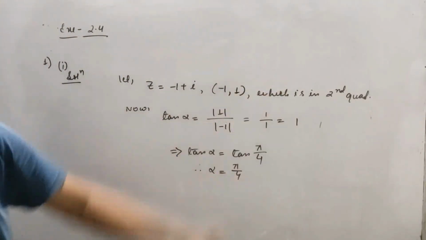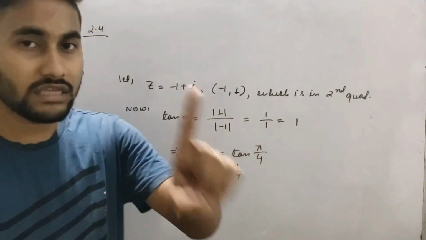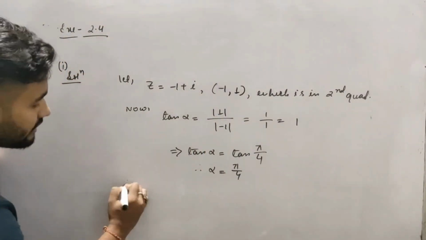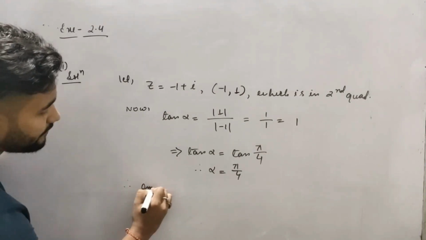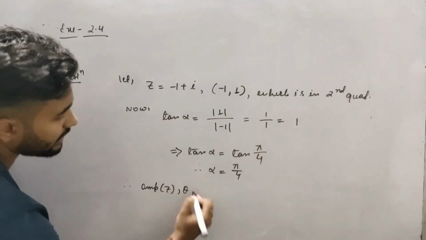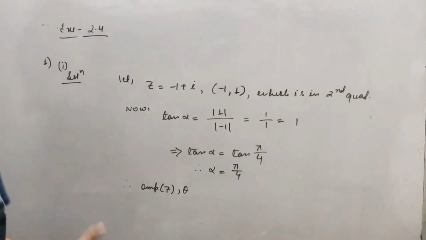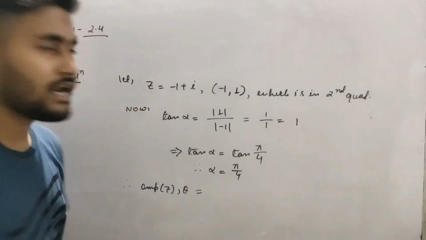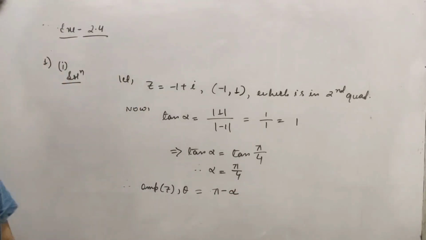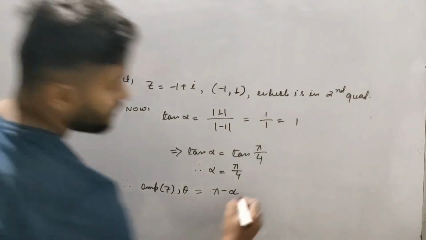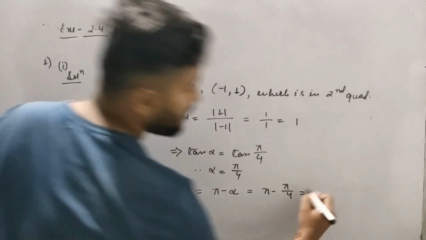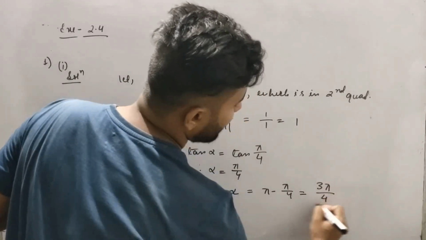Now we know in the second quadrant the amplitude is theta only, your amplitude is not this angle alpha. So what will be your amplitude? Therefore amplitude of z, or you can say theta, same thing. Theta will be equal to pi minus alpha in the second quadrant. So pi minus alpha equals pi minus pi by 4. If I take LCM, 4 pi minus pi, this will be 3 pi by 4.